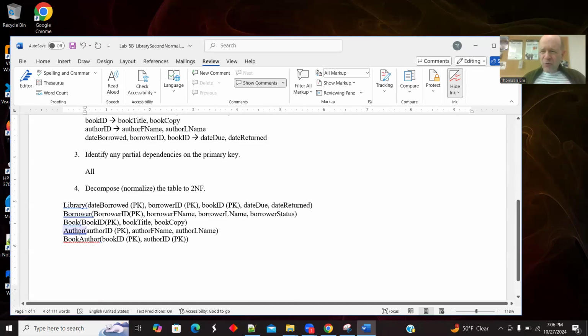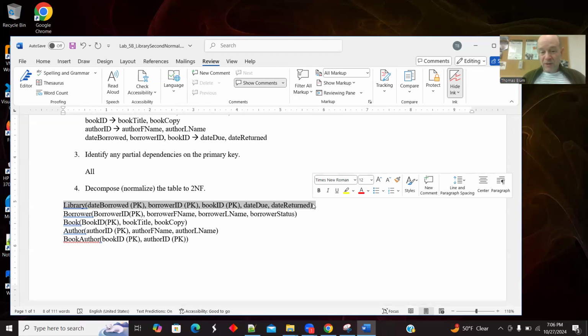Always watch your relationships, especially their multiplicity. Book author was a many to many relationship. And then when that all got pulled out, don't neglect the original table because it has the essential relationship here of the borrower borrowing the book on a certain day.